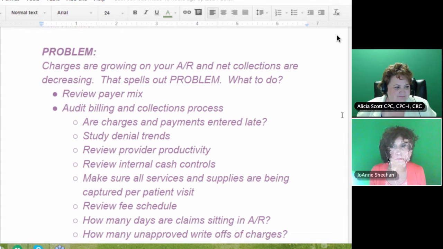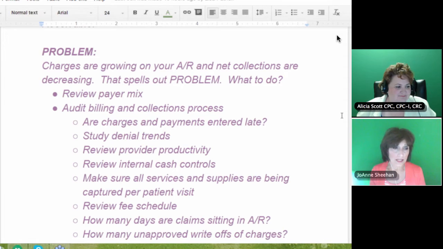You want to review provider productivity. And this is true. I had a doctor, both of them got paid the same every week, but Dr. 1 saw 50 patients and spread out the visit. Dr. 2 saw 100 patients. So Dr. 2 brought in a whole lot more money than Dr. 1, but they both got paid the same. So they changed it. They got paid based on the amount that they brought in. But that is a very real thing.